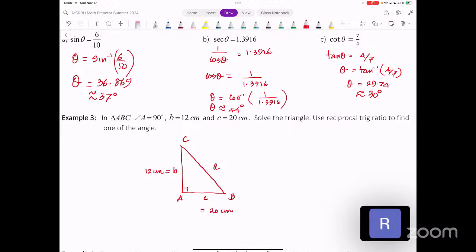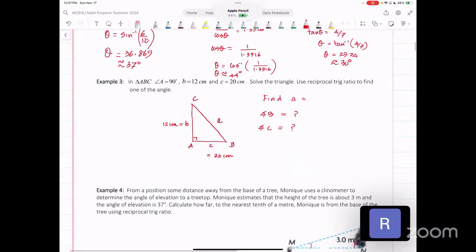Solve the triangle. When they say solve the triangle, what you are looking for is the value of a, the value of angle B, and the value of angle C, isn't it? Can you solve the triangle based on what you know from grade 10? Use your grade 10 skills to find the missing information, please. This is just a review from grade 10.